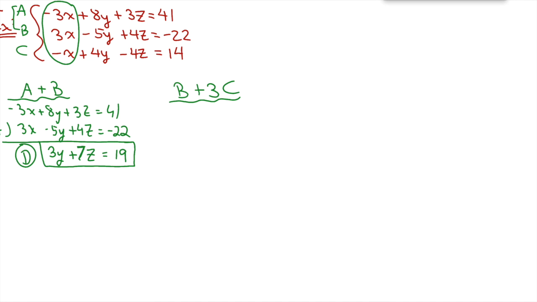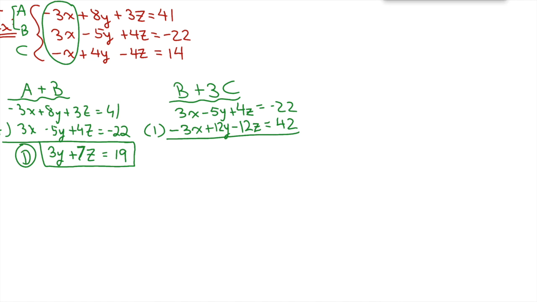So if I take B, it's 3x minus 5y plus 4z equals negative 22. And 3 times C is going to be negative 3x plus 12y minus 12z is equal to 42. And we're going to take these two equations and add them together.